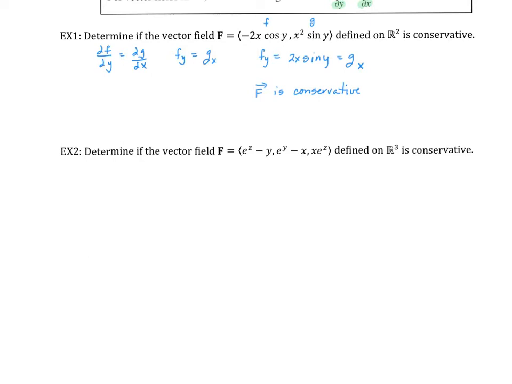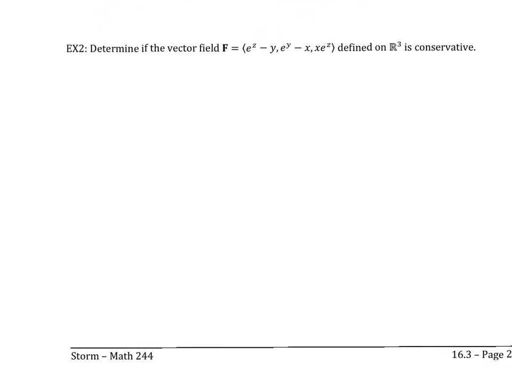In example 2, we have this vector field, and this is three-dimensional space. We want to determine if it's conservative. So remember, I'm going to use a shorthand. It's the partial derivative of f with respect to y equal to the partial derivative of g with respect to x. So we're checking to see that f with respect to y is equal to g with respect to x, and f with respect to z is equal to h with respect to x, and g with respect to z is equal to h with respect to y. We have to check all three conditions. If it's true, then it's conservative.